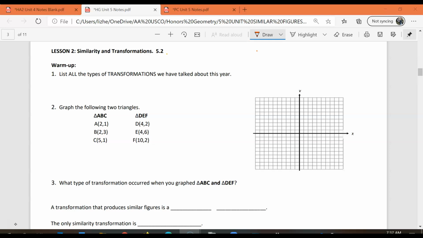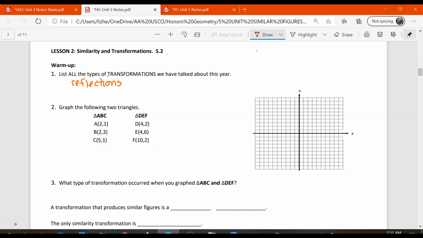So, these are the transformations. We have had reflections, which is a flip. Remember, we used that word as well. We have rotations, which are turns. We have translations, which are slides. And then finally we had dilations, which were when we would shrink or enlarge.